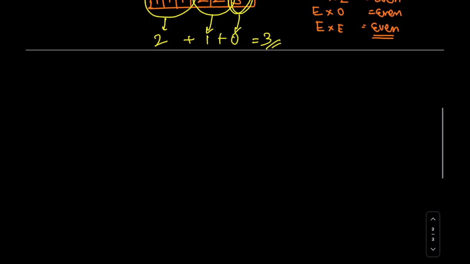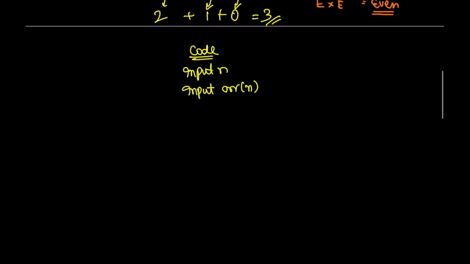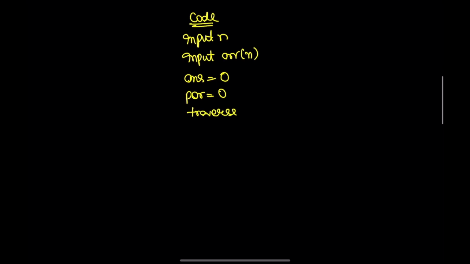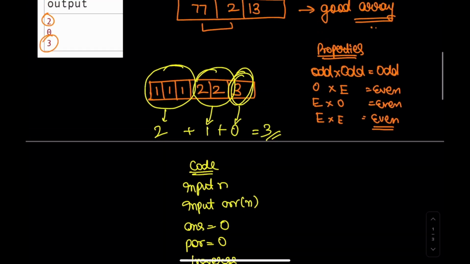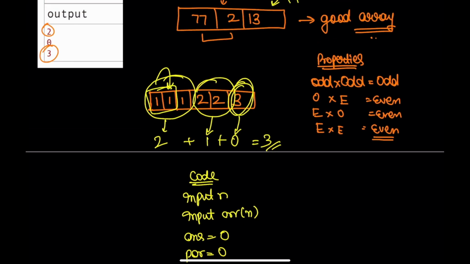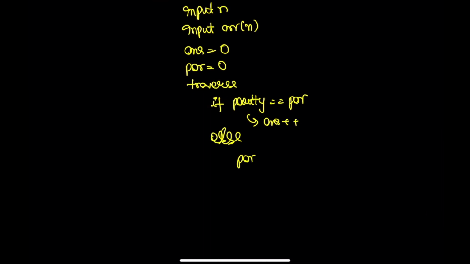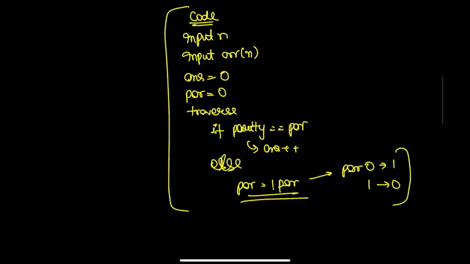Now let's write a little bit of code. We'll have an input n and we'll have an input array. Initially we'll have an answer variable set to 0 and our parity set to 0. That means we are starting with even parity. So we will traverse over the array. If the parity of the current equals to the parity, then we will increment our answer. That means we need to group the elements. Like these both elements need to be grouped together. Otherwise we'll reverse the parity. Suppose parity is 0, then we'll make it 1. If it's 1, we'll make it 0. So I hope you got the code.